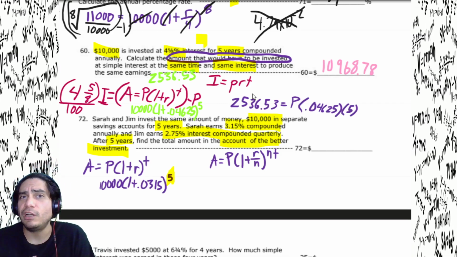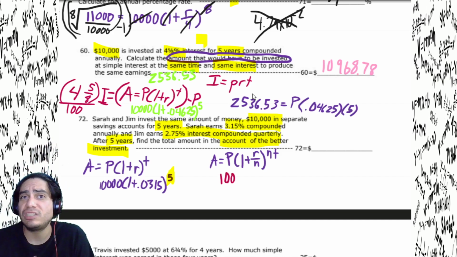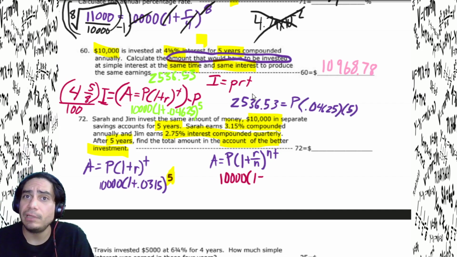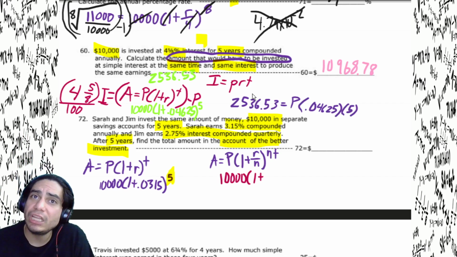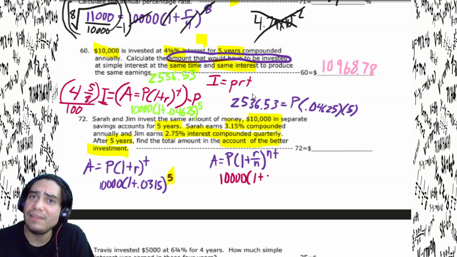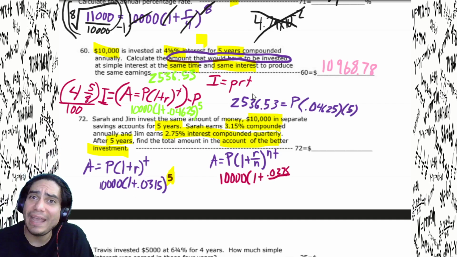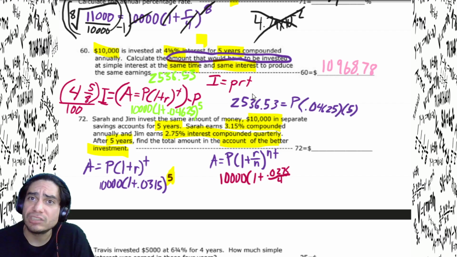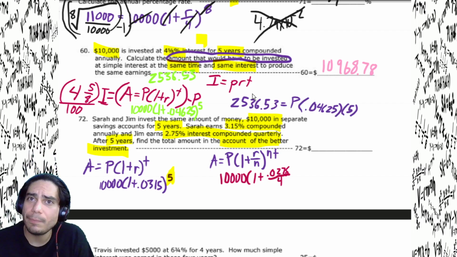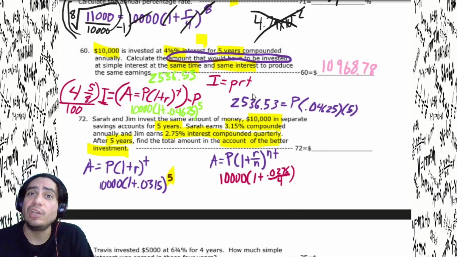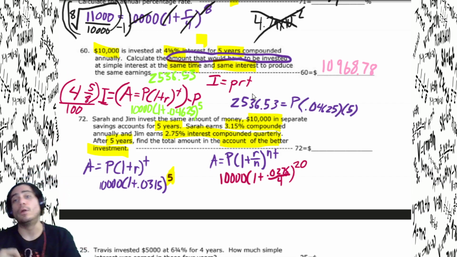But I'm going to use a different color here just so we could see the difference. Here we still have that $10,000. But we're going to have 1 plus. Now, here's the bad part. We're going to get that 2.75% or 0.0275. And we're going to have to divide it by 4 because of the quarterly. But here's the deal. You're also going to raise it to the 20th power.